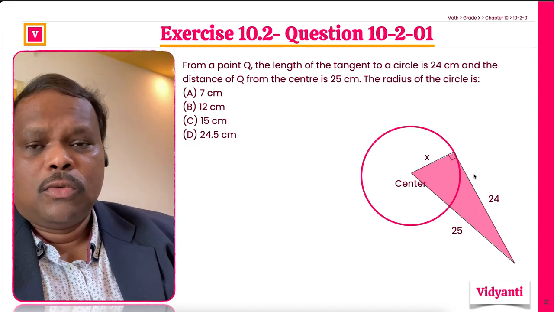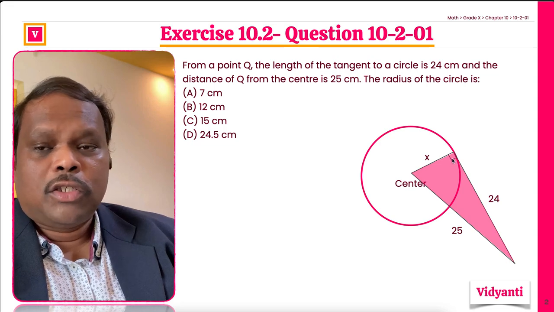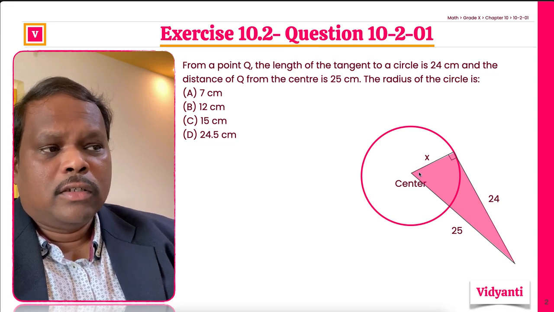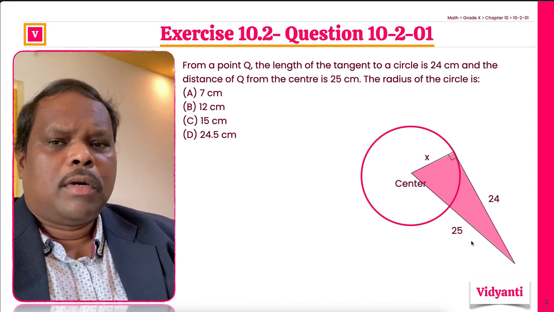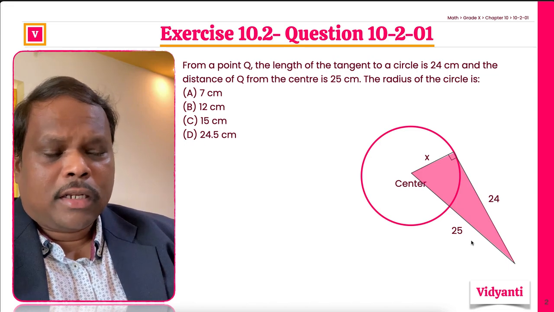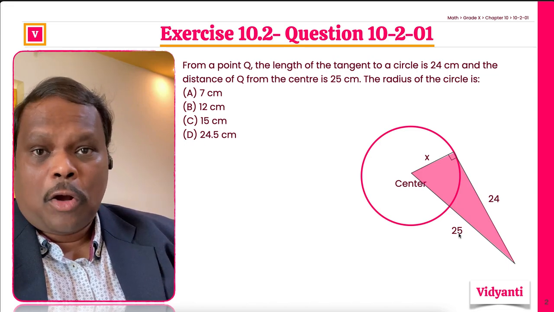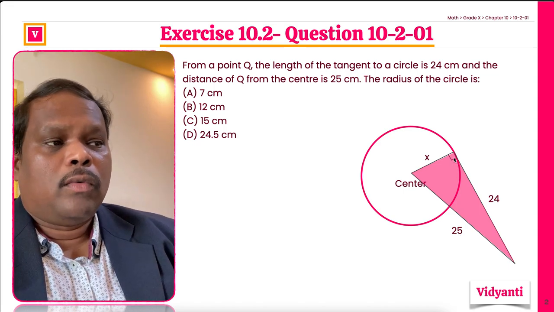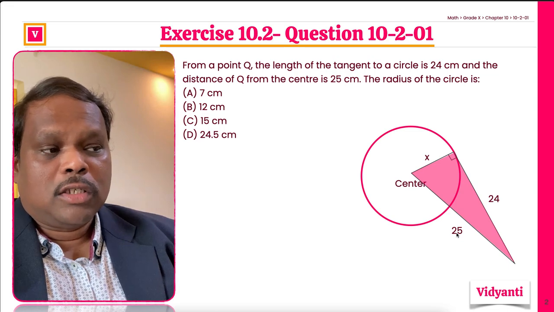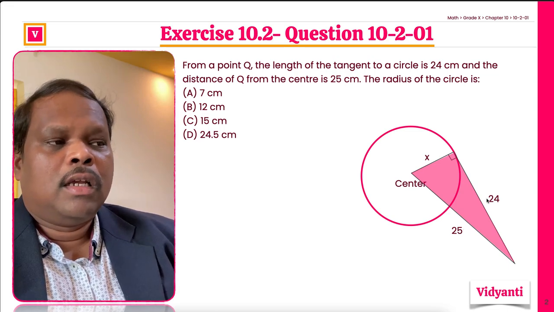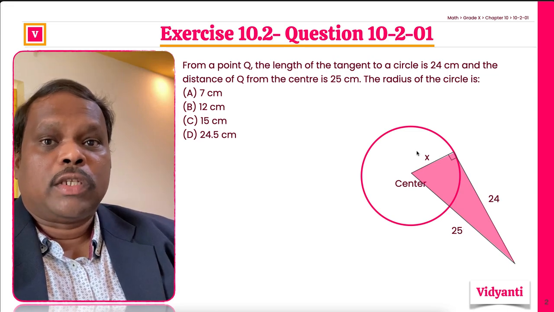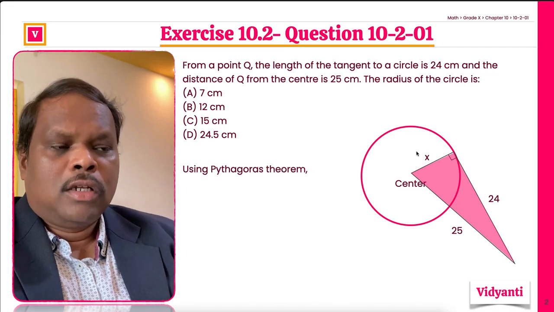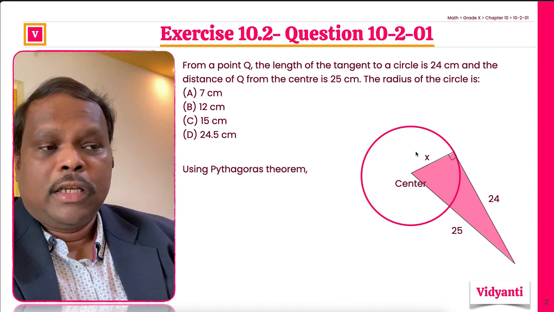Now the common mistake students will do here is, instead of assuming this angle to be 90 degrees, they will assume that one as 90 degrees. But that's incorrect, because number one, this is the longest side. So the angle opposite to the longest side will always be the biggest, and that would be the 90 degrees. So this 25 is actually the hypotenuse, and 24 and x are the two sides making the 90 degree angle. So having said that, let's use the Pythagoras theorem.